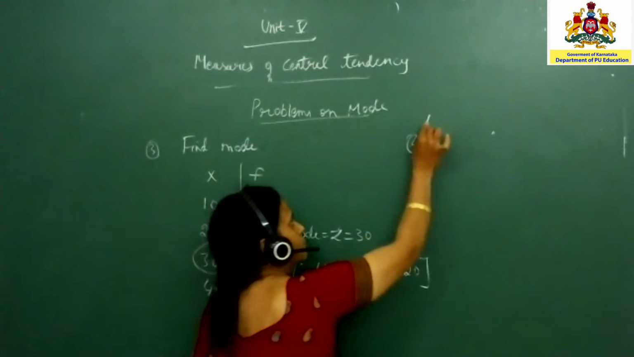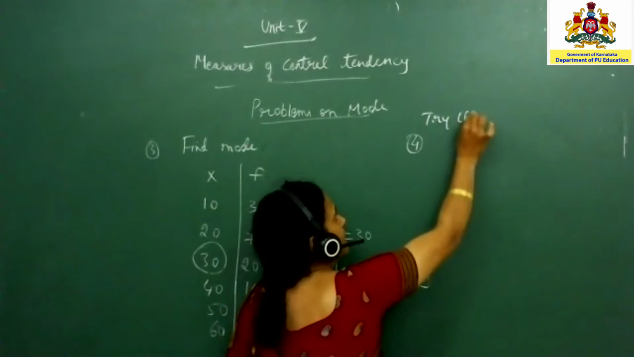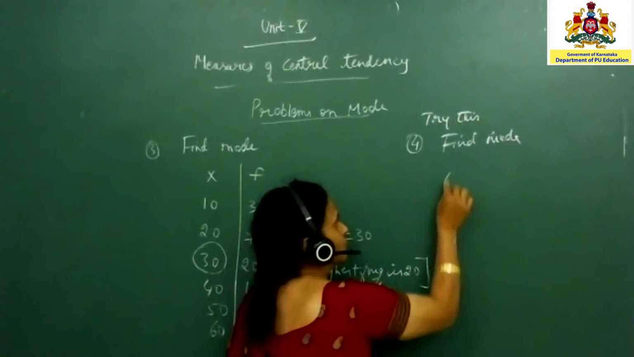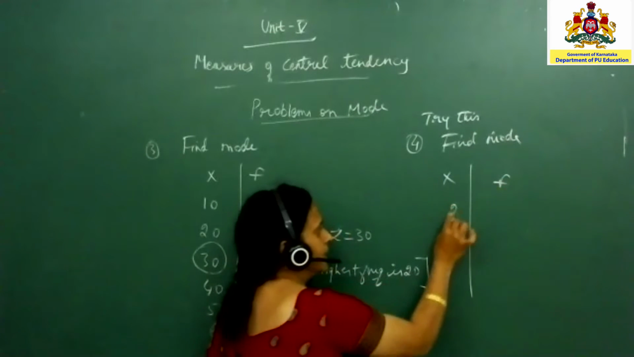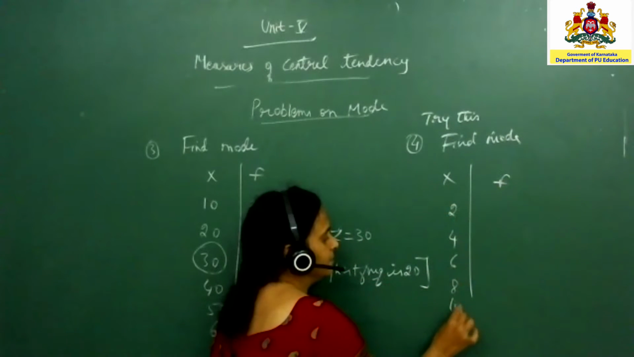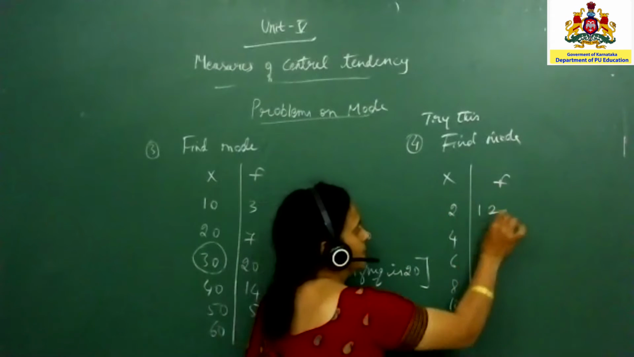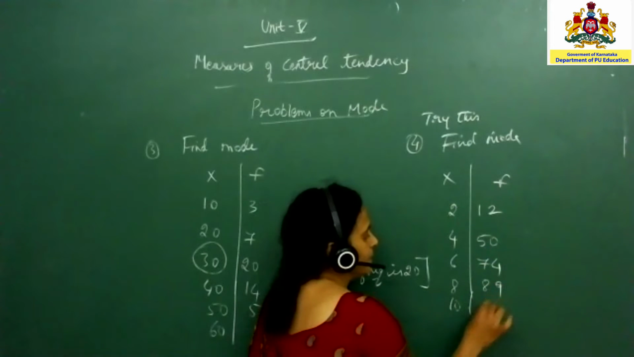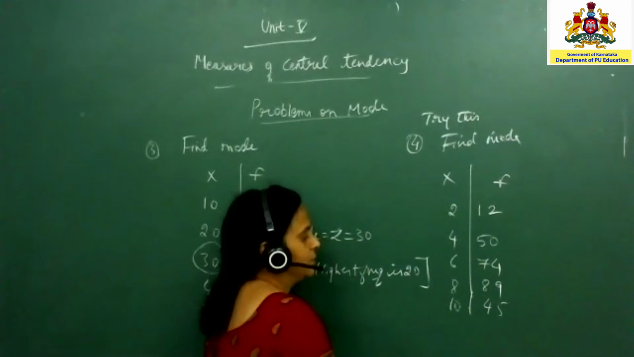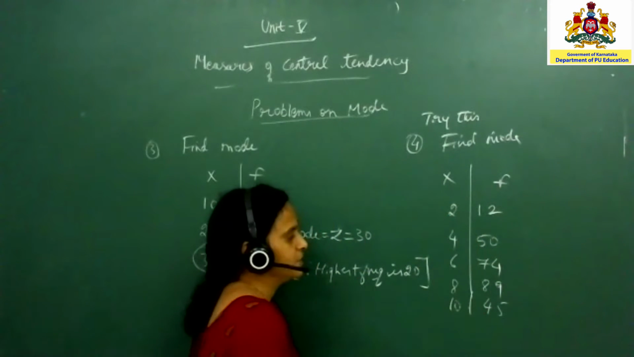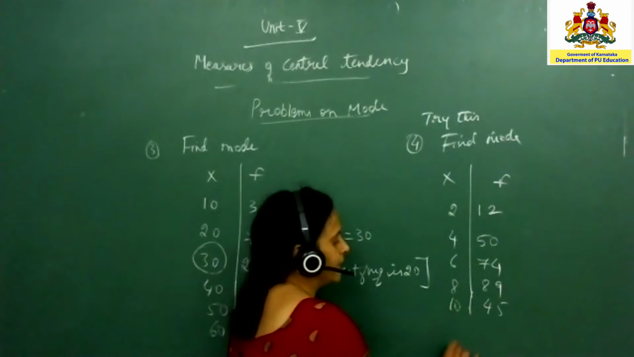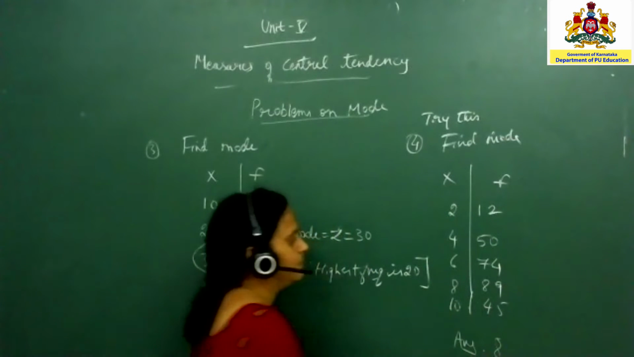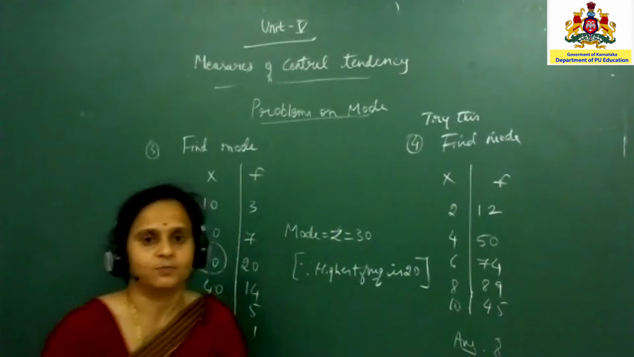The fourth problem we can try: again, find the mode. Here we have the x column and the f column. The x values are 2, 4, 6, 8, 10, and the f values are 12, 50, 74, 89, and 45. Just cross-check which is the highest frequency. Here it is 89, and corresponding to that, the Z value, the answer, is 8. So try this problem.